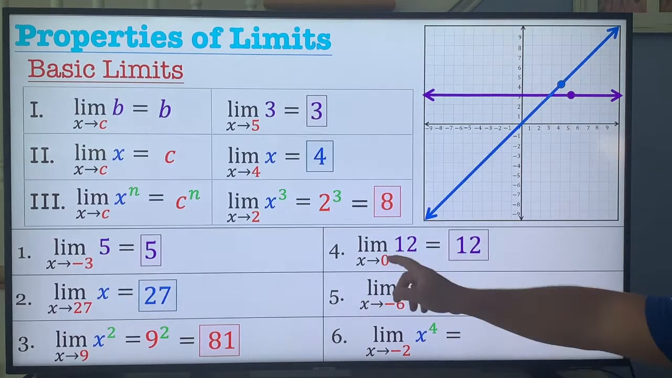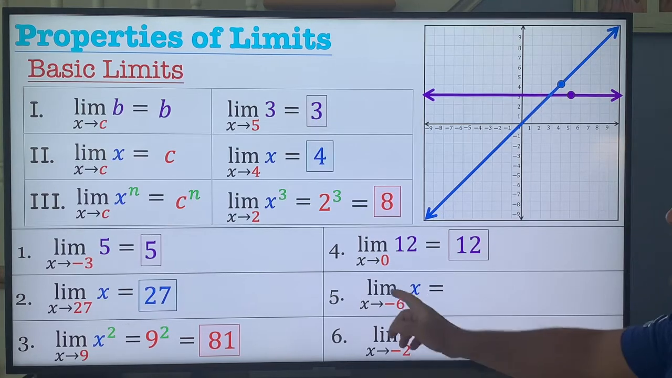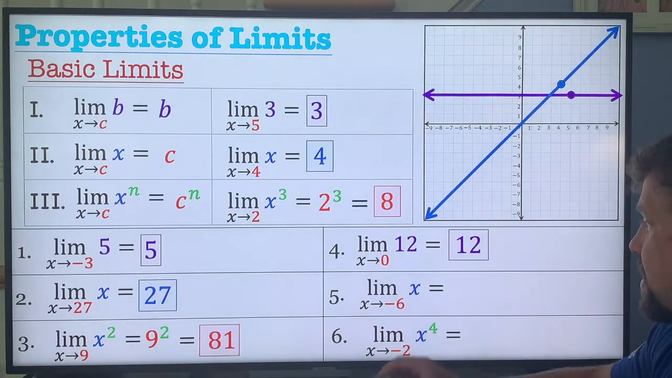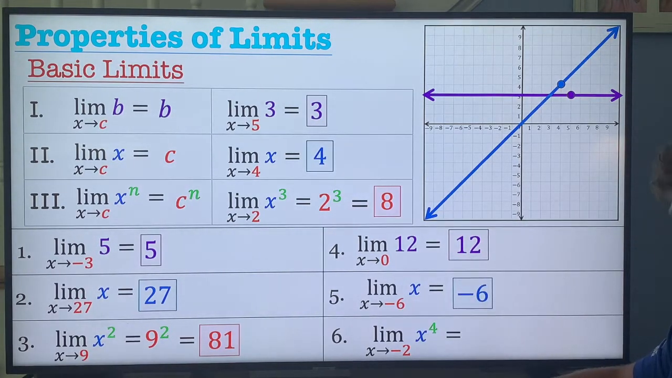12, because there's nowhere to plug this x in. That's why it's the same. The limit of x as x approaches negative 6 is negative 6, and the limit of x to the 4th as x approaches negative 2: negative 2, make sure it's in parentheses, because any negative number to an even power becomes positive. 2 times 2 is 4, times 2 is 8, times 2 is 16. And there is our answer. We all good? Awesome.